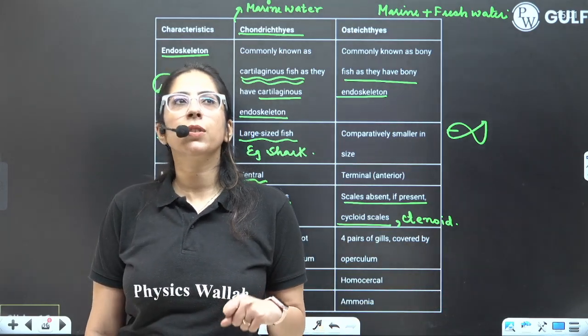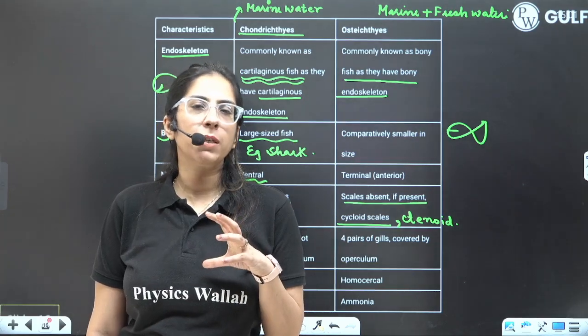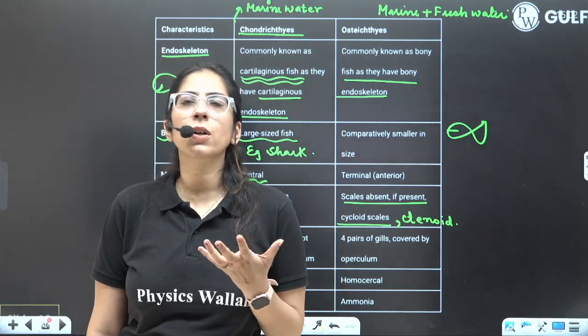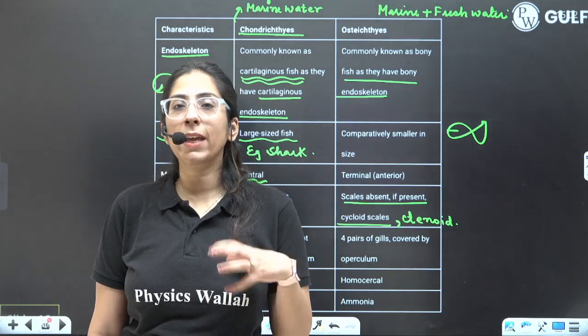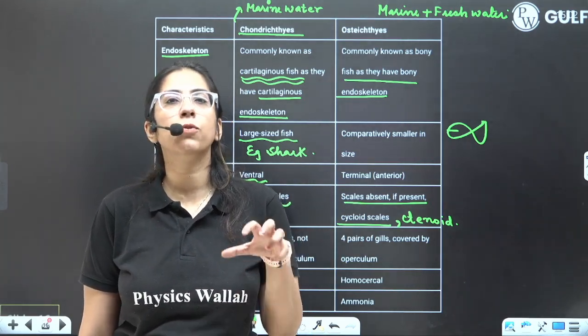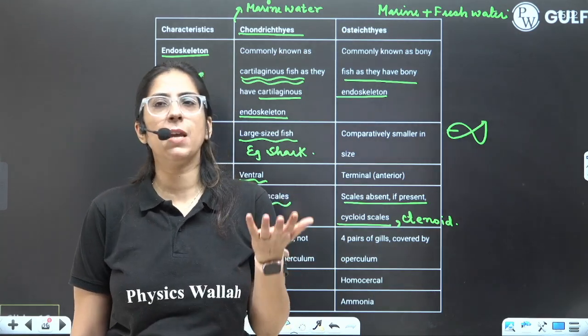And in these fishes, you will see the air bladder is present. They need not swim every time to remain still in water. So they have a bladder full of air, which keeps them light.